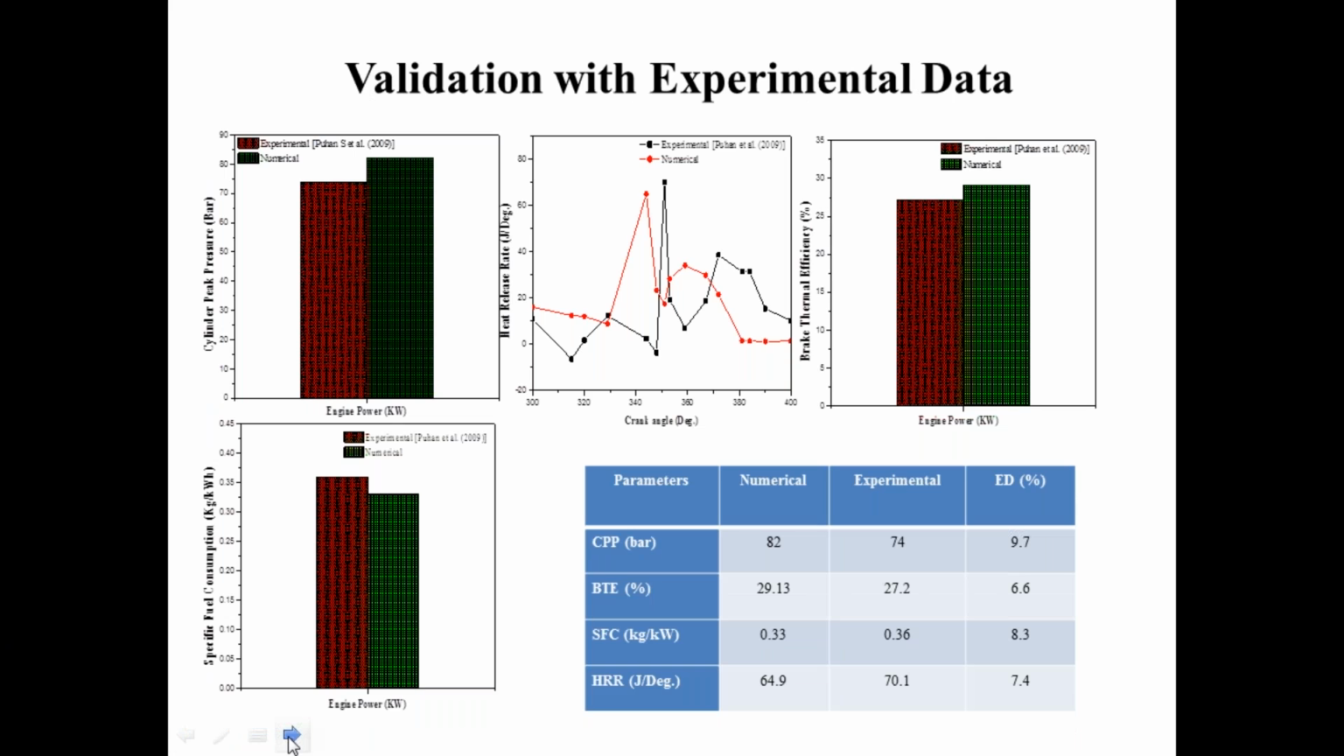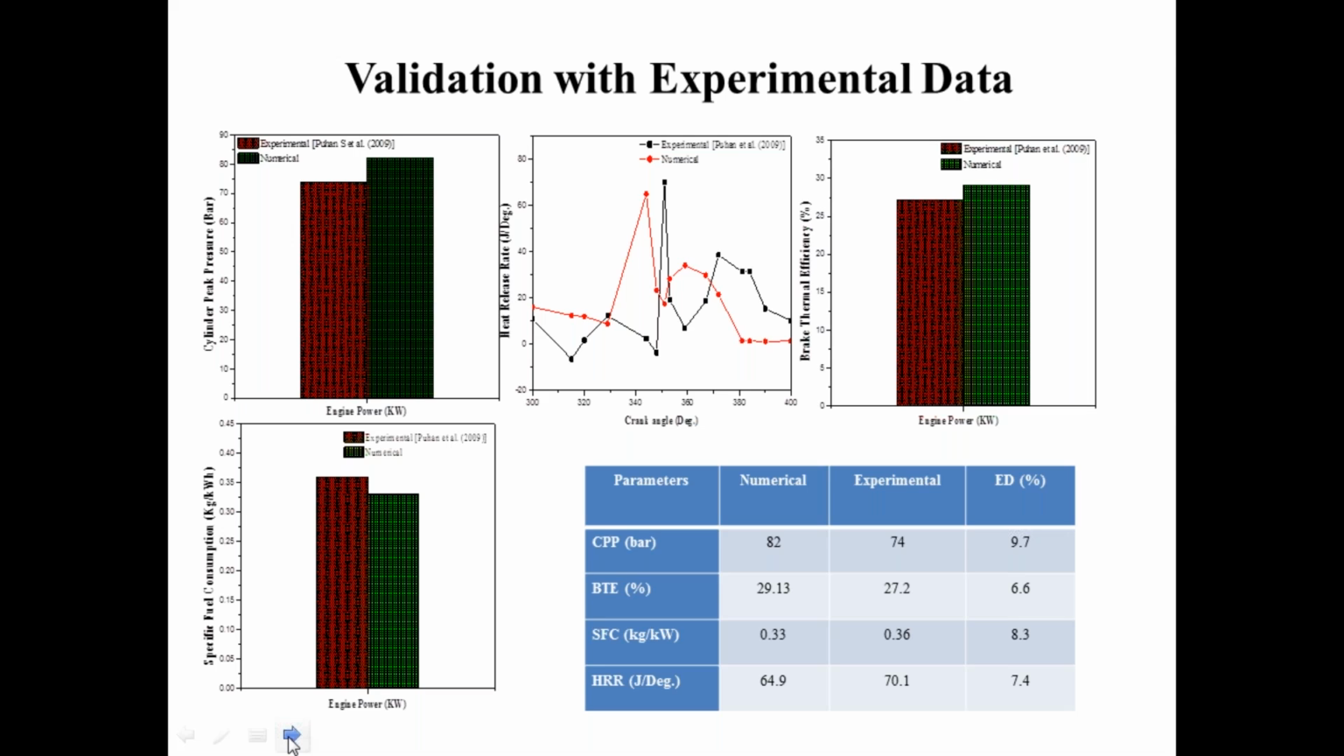Then second, in this validation with an experiment, I have taken one researcher, Puhan, whose paper was published in 2009. In that, the condition is constant injection timing, 23-degree before TDC, and the nozzle opening pressure is 200, 220 and 240 bar. It was taken by Puhan et al. The result shows these 4 diagrams, the variation in experimental and numerical work, for the parameters cylinder pressure, heat release rate, brake thermal efficiency and specific fuel consumption.